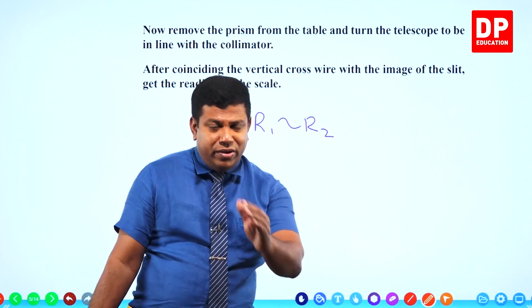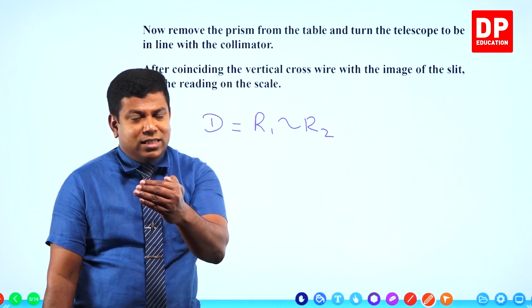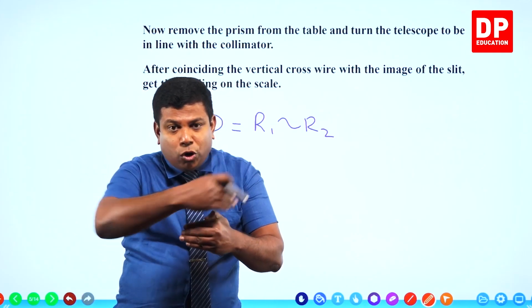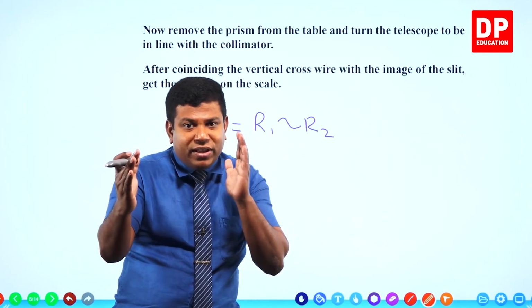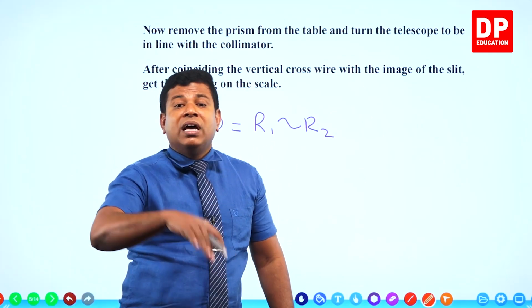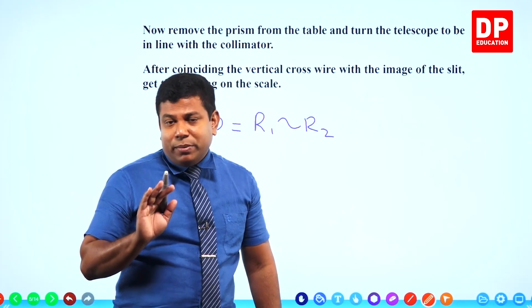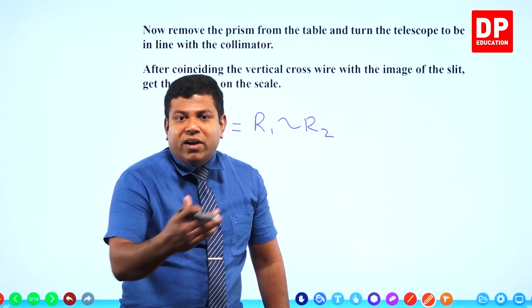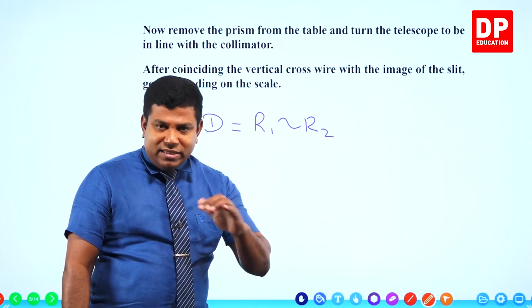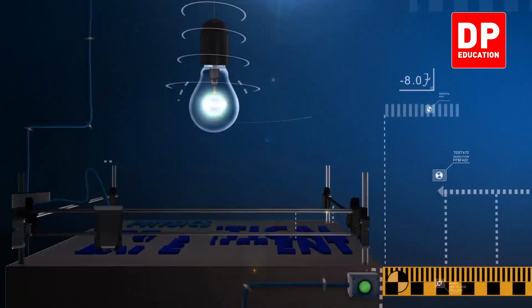But you have to be careful if you are going across the 0 point, the 360 point. I told you in the previous experiments also how to get the difference if we cross 360. I will show you with a question after the experiment and show you what happens. Anyway, the difference between R1 and R2 would give us the minimum deviation. Shall we see how to do this experiment now?